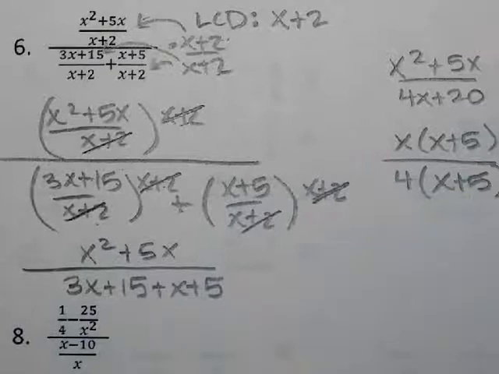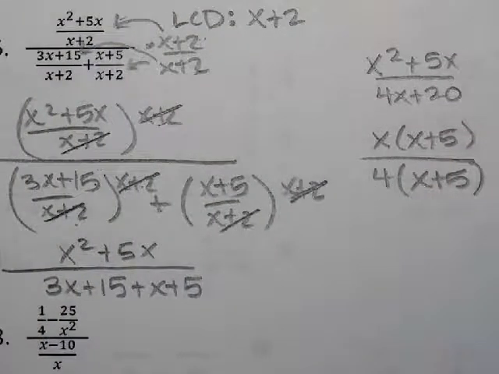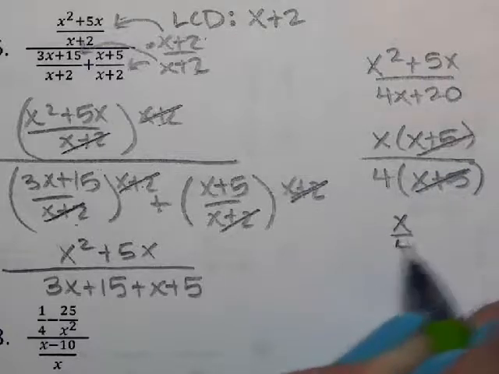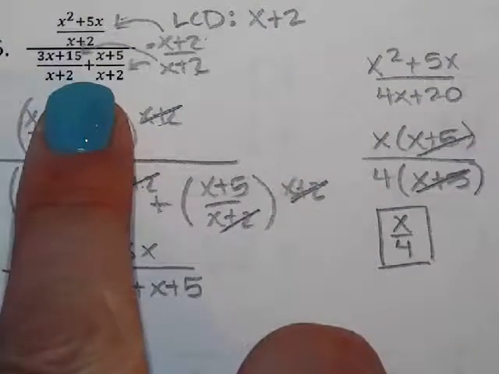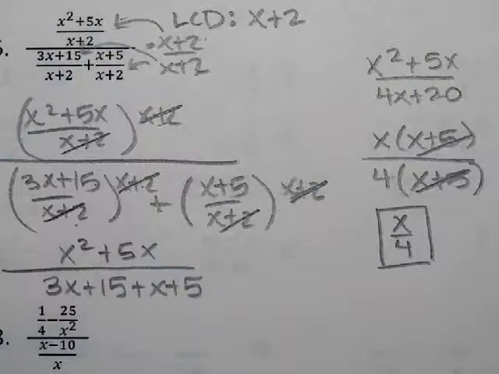Okay, and then what cancels? What do we get? Oh, that's so satisfying. So this craziness is actually just x over 4. Whew.